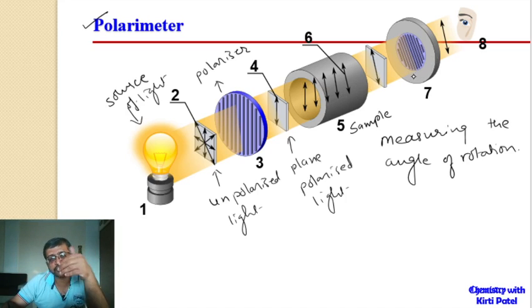Before placing the sample, we will measure once at which angle the light is coming, and after we place the sample, we will measure what its angle became, meaning by how much angle it has rotated. So that way we can find out the angle of rotation, and this whole setup is called a polarimeter. This polarimeter is used to measure the angle of rotation of optically active substances.